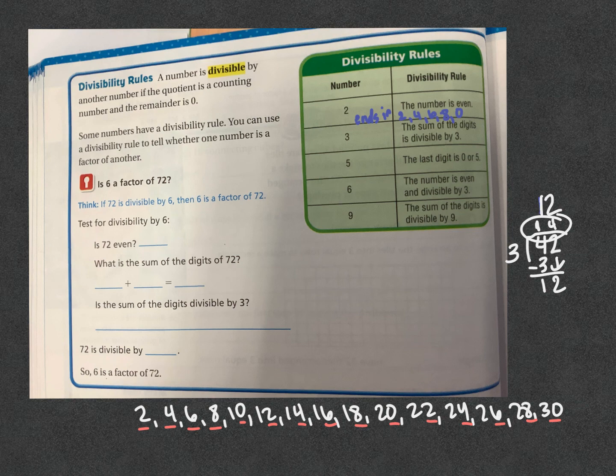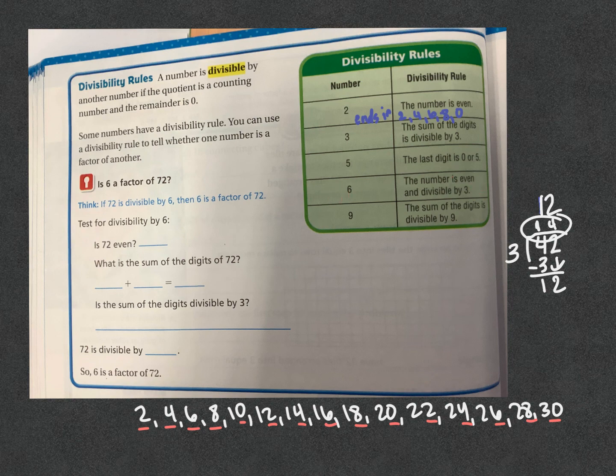5 is a pretty easy one. I think you already know this one. Any number that ends in 0 or 5 is divisible by 5. And you know that because you count by 5s pretty easily. 5, 10, 15, 20, 25, 30, 35, 40. All of those numbers have the last digit, the ending, in a 5 or a 0. So if you have a number like 40, and I'm asking you if 5 is a factor of that or if it's divisible by 5, you can say, yeah, because it ends in 0.